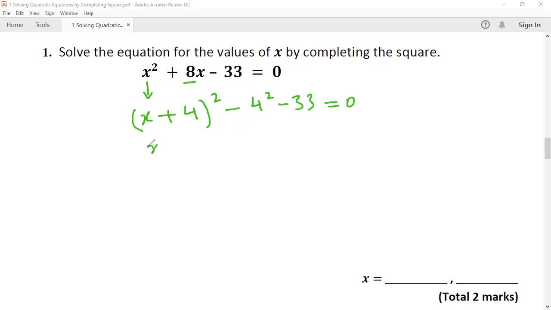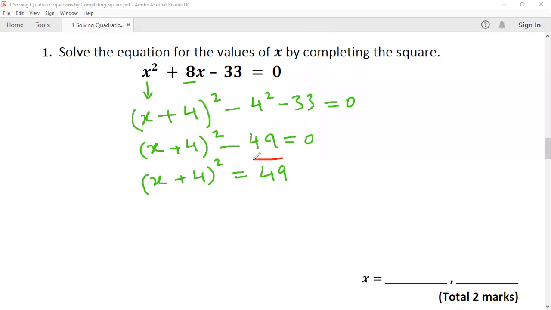And this is going to simplify to (x plus 4) squared minus 16 and minus 33. They're going to add up to minus 49 equals 0. And then adding 49 to both sides is going to give me (x plus 4) all squared equals 49. And I can then square root both sides. Actually, we have nearly done our job.